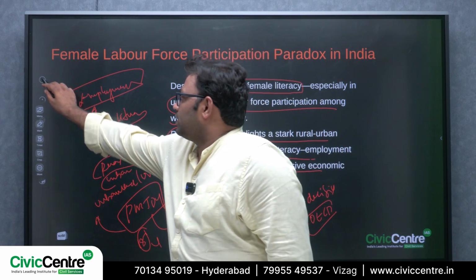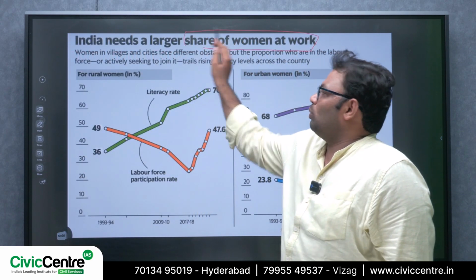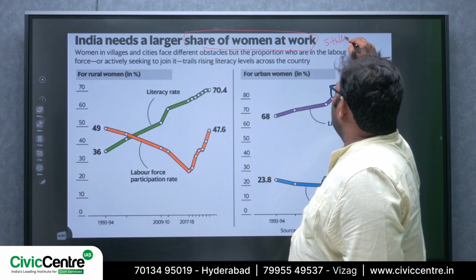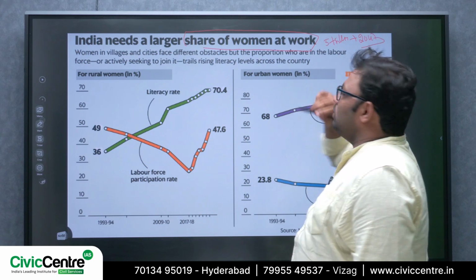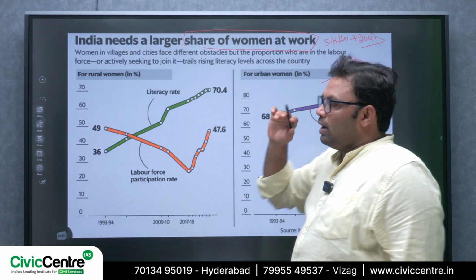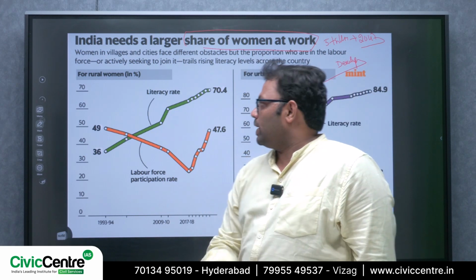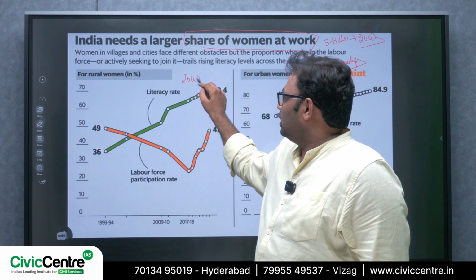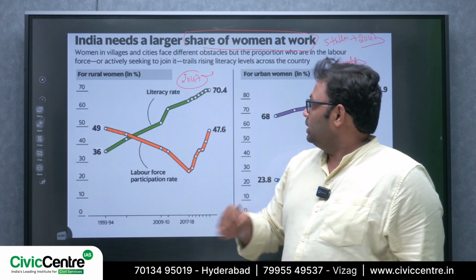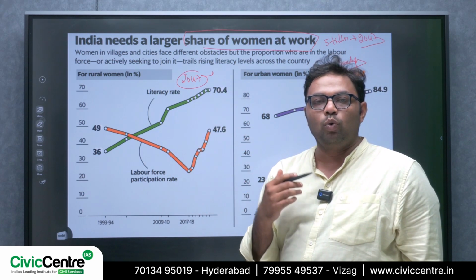If you look at the discussion, India needs a larger share of women at work. What is the major reason? India wants to become a $5 trillion economy by 2047. To achieve the tag of a developed nation, the government has reiterated each and every time that India wants to be poised as a developed nation by 2047. It is also popularly known as Viksit Bharat, right? To achieve this, India needs an equal participation rate of women especially.